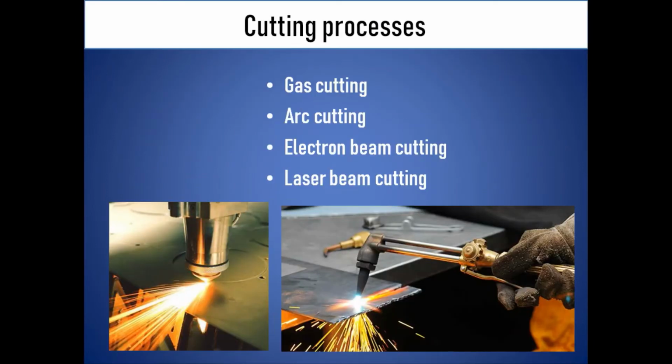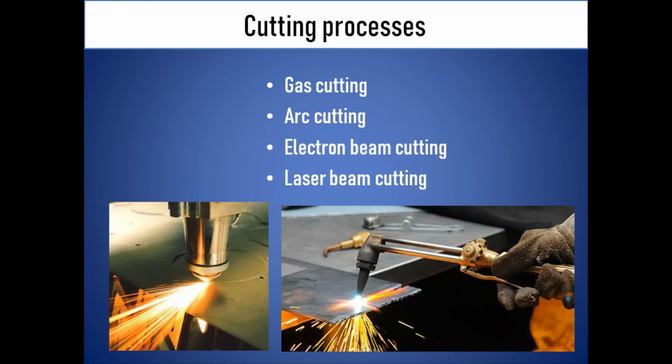Then along with welding, there are some parallel processes like the cutting process. The reason it is discussed along with welding is that the methods are the same. As you can see here: gas cutting, arc cutting, electron beam cutting, laser beam cutting. These methods, gas, arc, electron beam, are also applied to welding. But in case of welding, joining is done. In case of cutting, the metals are separated from each other, or from the same metal we separate pieces to our desired shape and dimension.